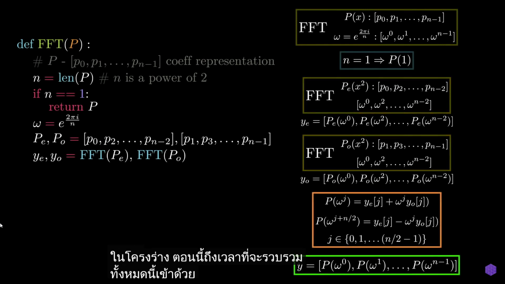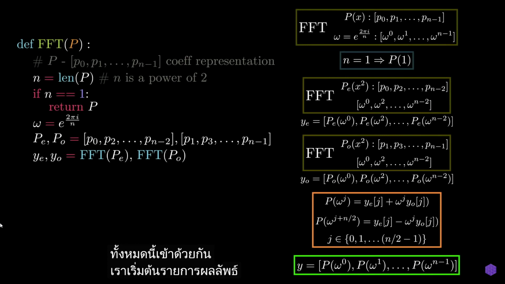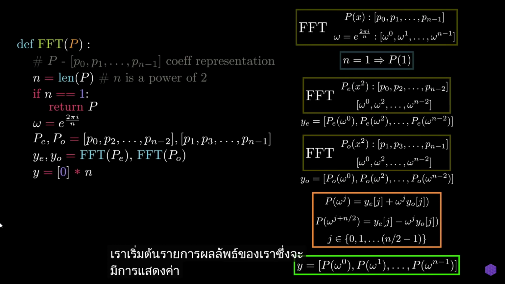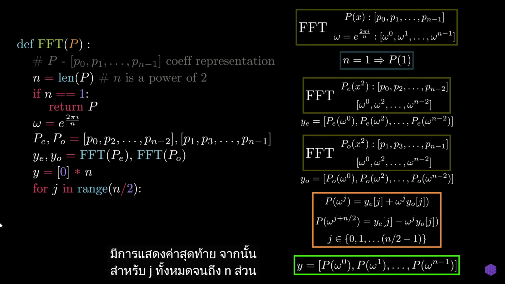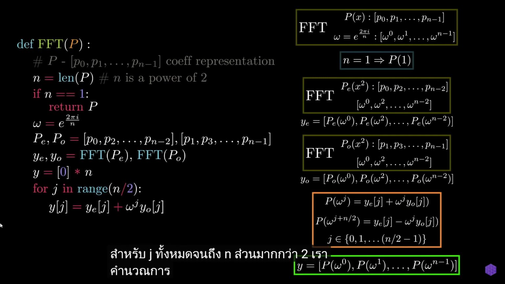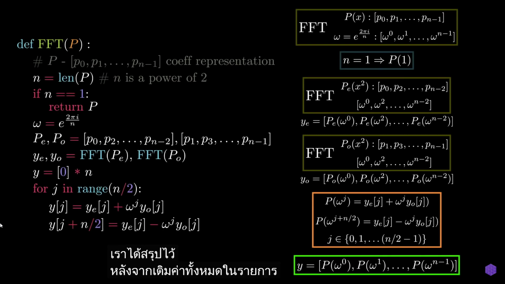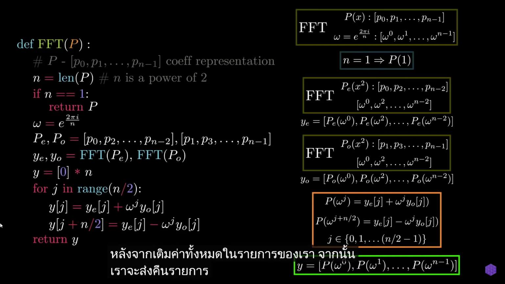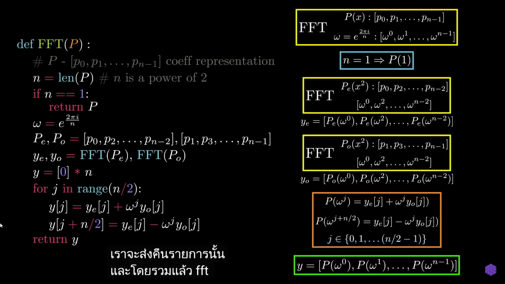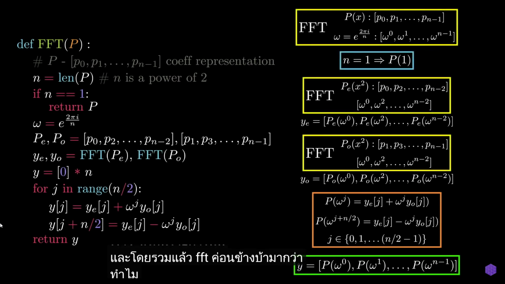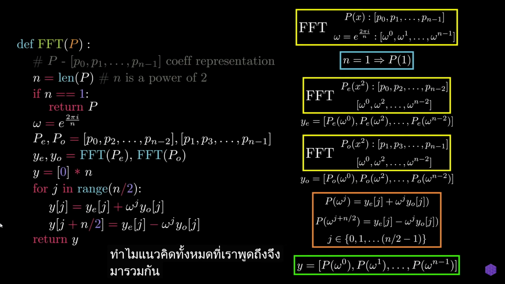Now it's time to put this all together. We initialize our output list, which will contain the final value representation. Then, for all j up to n over 2, we calculate the value representations as we have outlined. After populating all values in our list, we then return that list, and that's the FFT. Overall, pretty crazy how all the ideas we talked about end up coming together in 11 lines of truly elegant code.